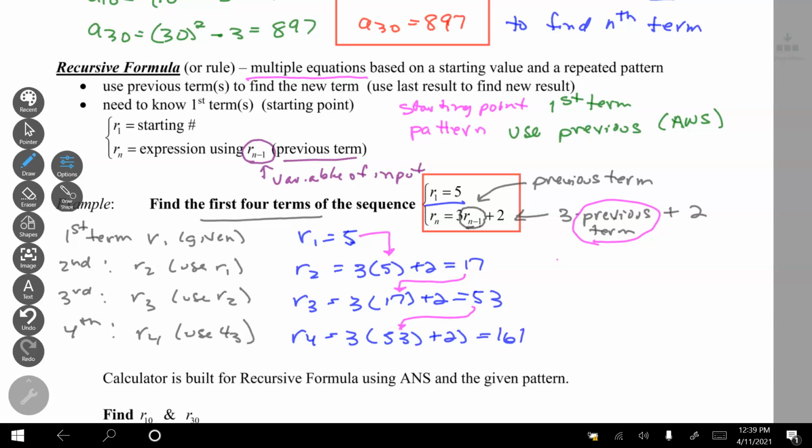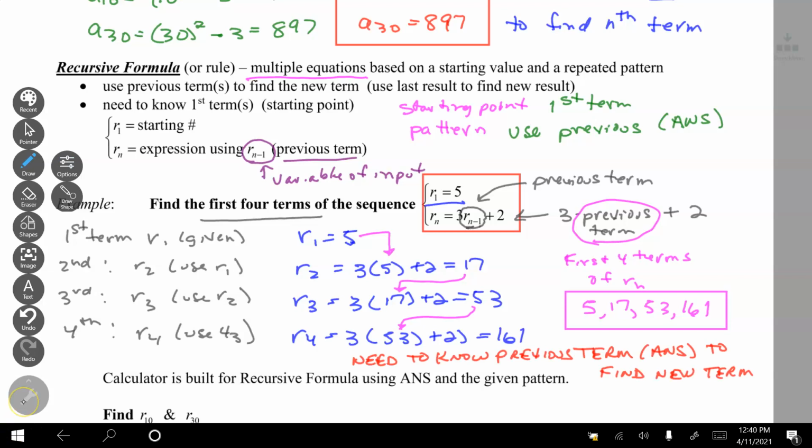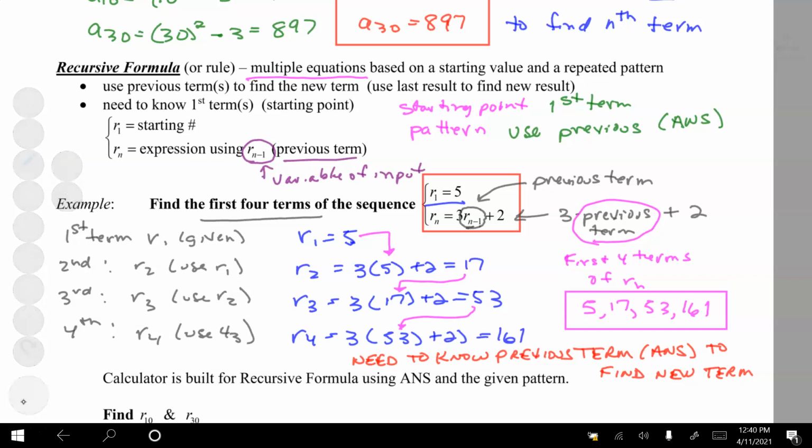But if I wanted to rewrite this, the first 4 terms of sequence R sub n were 5, 17, 53, and 161. Those are the first 4 terms. So I needed to know the previous term every single time to find that new term. I was always using that last result, plugging it in to the pattern that I had to find the new result, and I repeat it again and again and again.